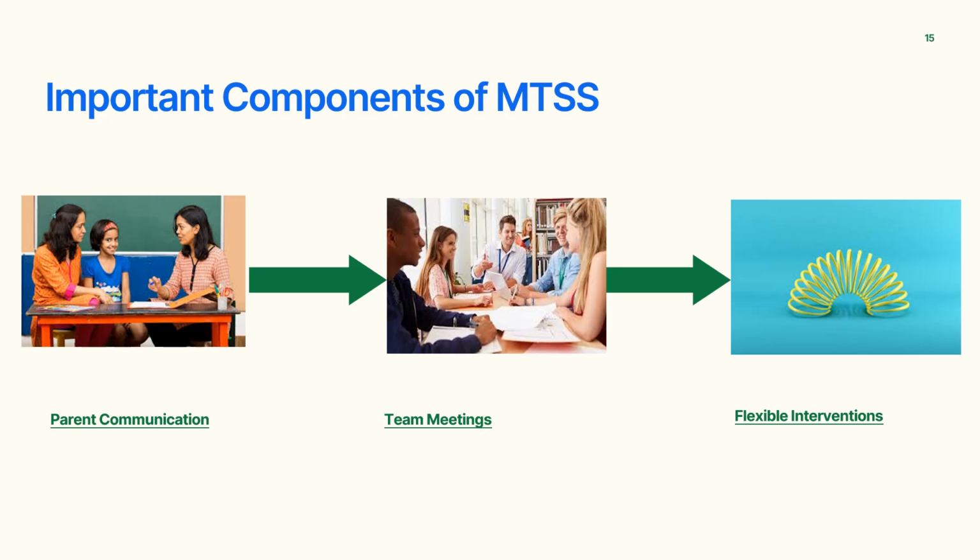Number 2, team meetings. This is not something that a general education teacher or a gifted instructional specialist should be doing in isolation. You need to be coming together as a team. All people who have a vested interest in the student need to be a part of this team. And number 3, flexible interventions. It is key that the team be flexible and consider a variety of options, as each of the students that we serve are vastly different.